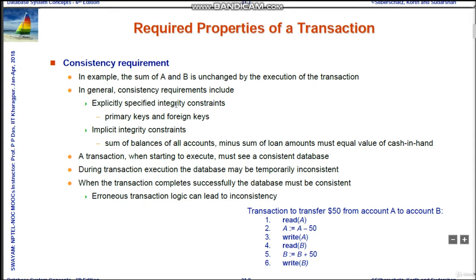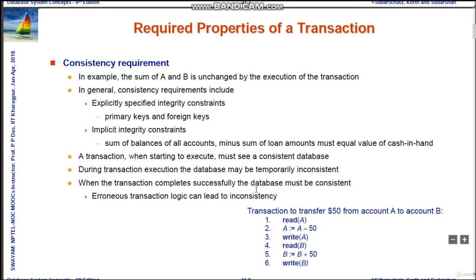So in general, consistency requirements include explicitly specified integrity constraints, such as primary key and foreign key. We have studied all these things. Implicit integrity constraints, for example: the sum of balances of all accounts, minus the sum of loan amounts, must equal the value of cash in hand. So what it is saying is a transaction when starting to execute must see a consistent database. During the transaction execution, the database may be temporarily inconsistent. That's not a problem. When the transaction completes successfully, the database must be consistent.